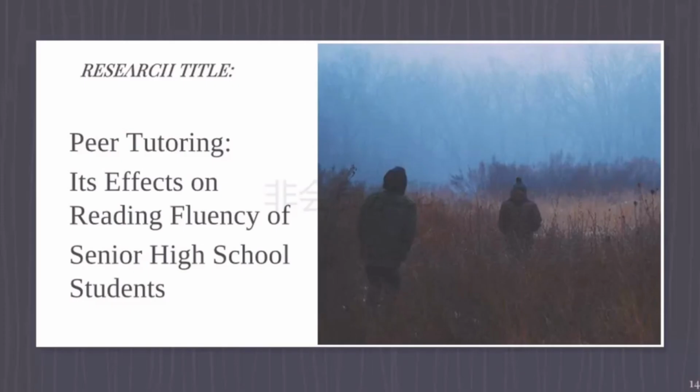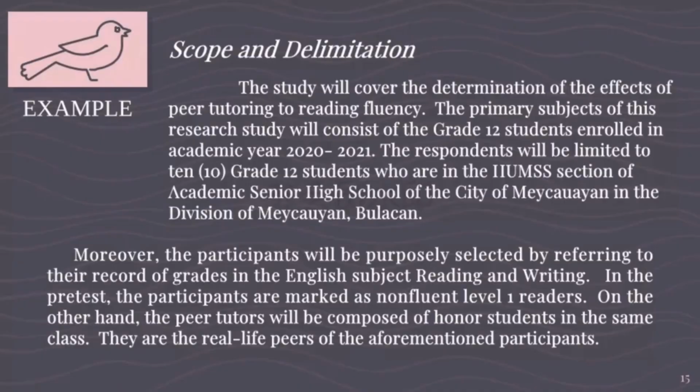Okay, scope and delimitation. Punta muna tayo sa ating research title, Peer Tutoring, Its Effects on Reading Fluency of Senior High School Students. So our scope and delimitation, the study will cover the determination of the effects of peer tutoring to reading fluency. The primary subjects of this research study will consist of the grade 12 students enrolled in academic year 2020-2021. The respondents will be limited to 10 grade 12 students who are in the Hume section of Academic Senior High School of the City of May Kawayan in the Division of May Kawayan, Bulacan.